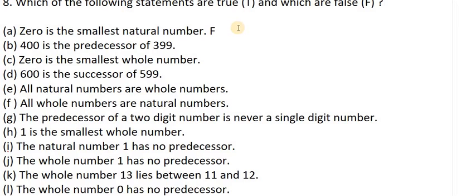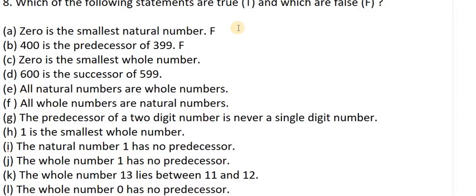400 is the predecessor of 399. Predecessor means the number before, as we discussed. So before 399 you get 400? Of course not, because before 399 the answer is 398, not 400. 400 is the successor of 399, because after 399 we get 400. That is the reason it is false. Now move on to the next question.